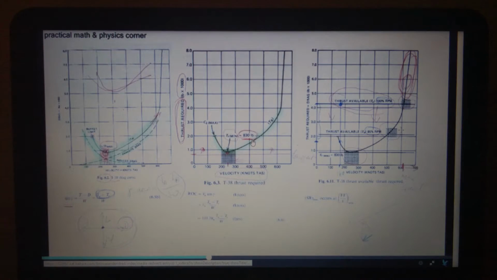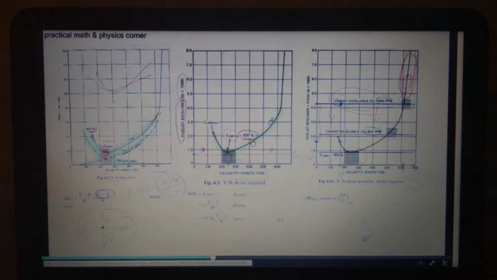So the real big thing here is basically the thrust required. The thrust available number in here shouldn't change much in the formula and should stay at the same level where it was before, unless we change altitude or power setting in this case here.